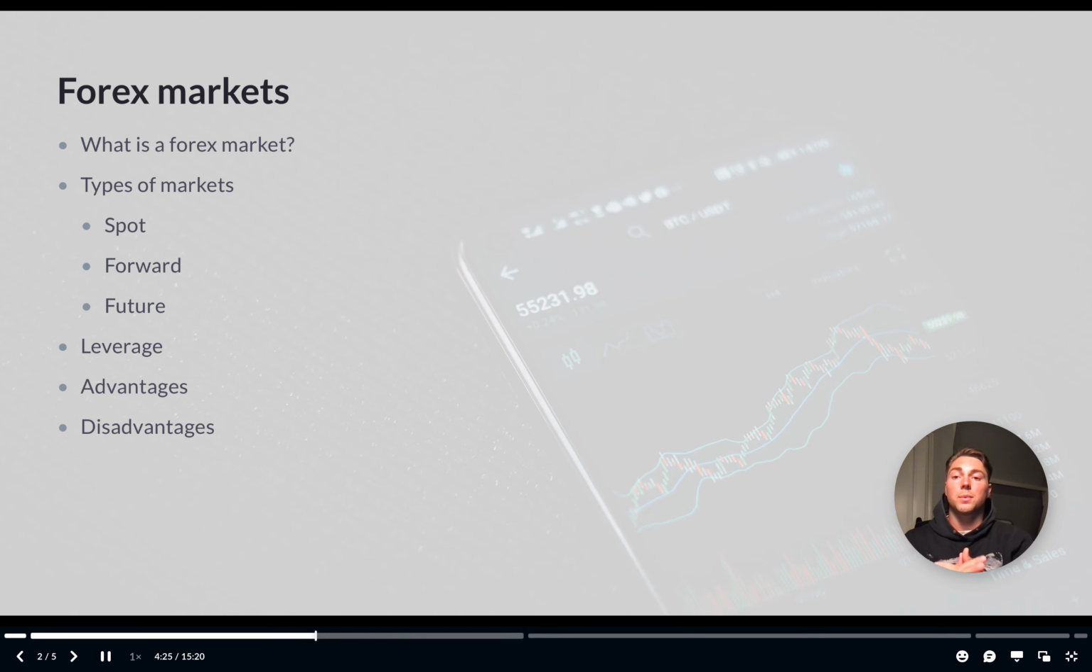And then the third type is the futures Forex market. The futures market is similar to the forward market in that there's an agreed price at an agreed date. The primary difference is that the futures market is regulated and happens on an exchange. This removes the risk found in other markets. So futures are also used for hedging.